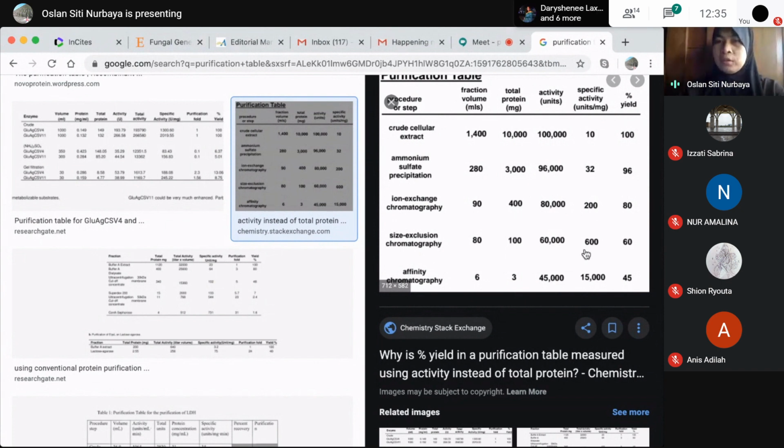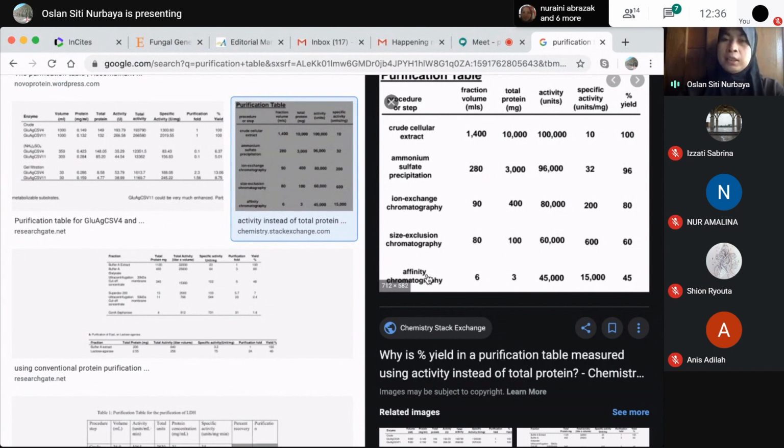Why? Because you have lost a lot of protein from here to here. That's why the specific activity will be increased. And then the yield, same: 60,000 divided by 100,000 multiplied by 100, then you get 60%.